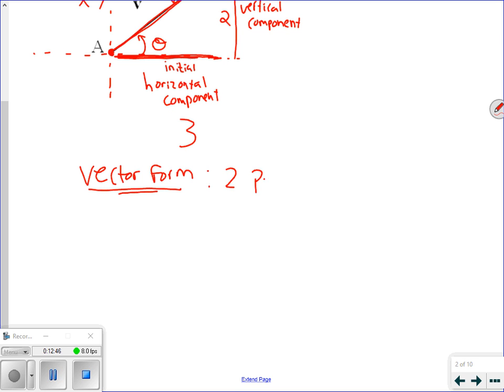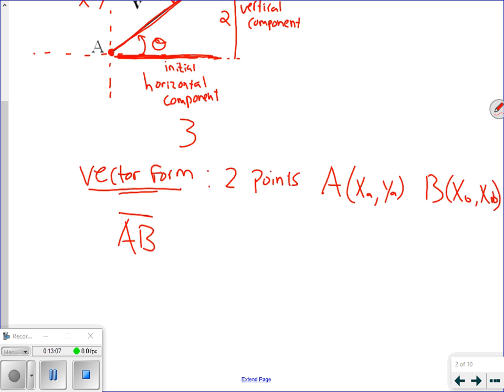You have to have 2 points. A, which is some initial position, and B, where it ends. Now we define that vector from point A to point B by putting A, B with a little line above it, like I said.